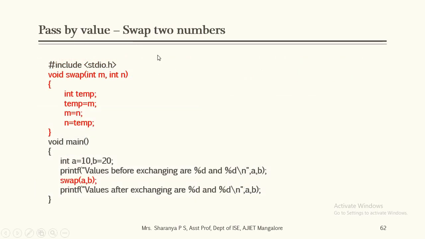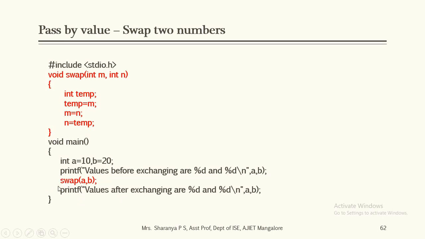Here we are using this program to demonstrate how pass by value works. A simple function is written by the name swap, where the actual logic to swap between the two numbers is written. Now the execution will begin from main. In main, we have declared two variables with the values A equal to 10 and B equal to 20. And here there is a statement, values before exchanging are, which are A and B values. What will it print? 10 and 20 will be printed.